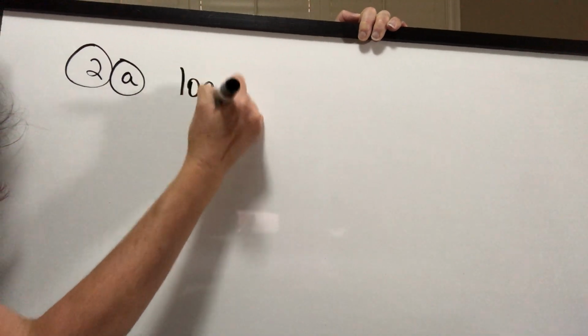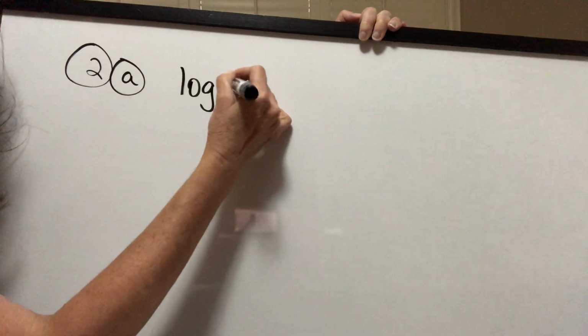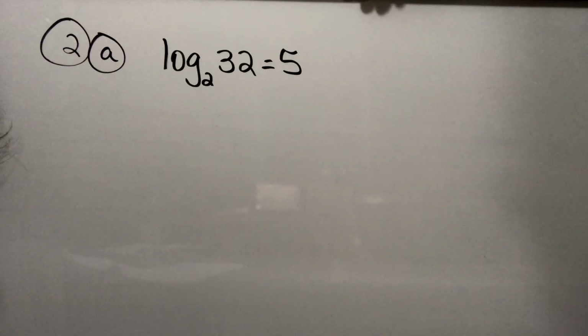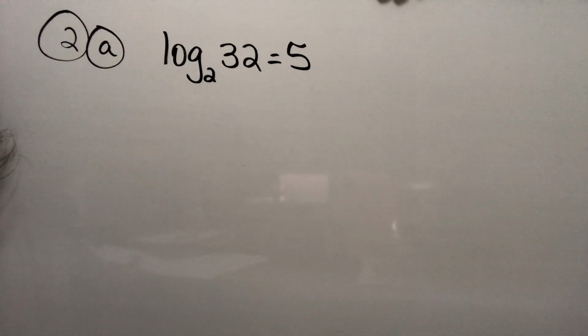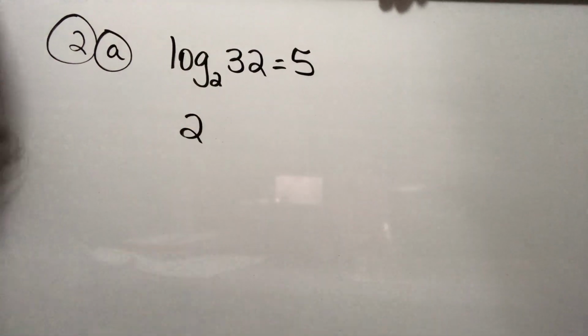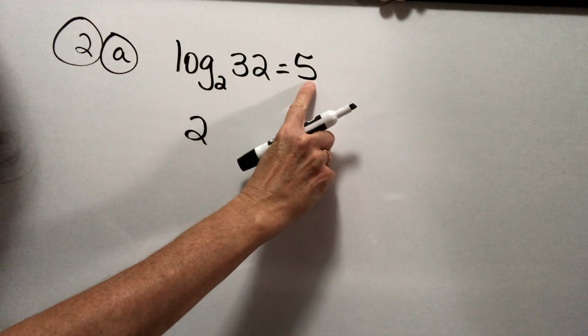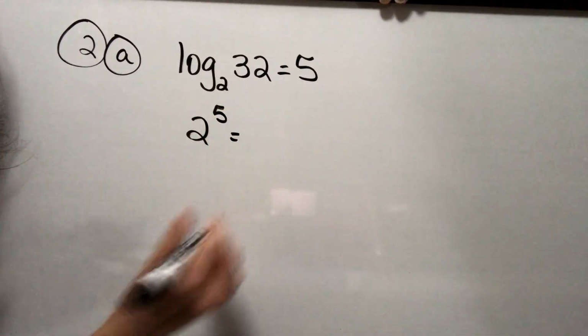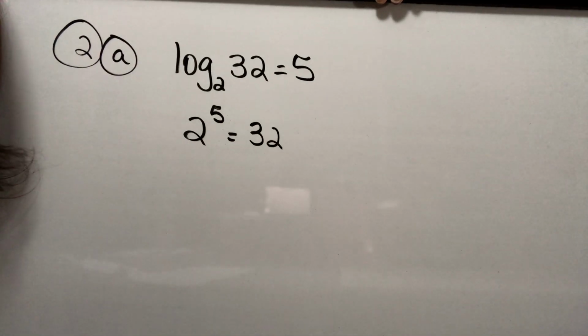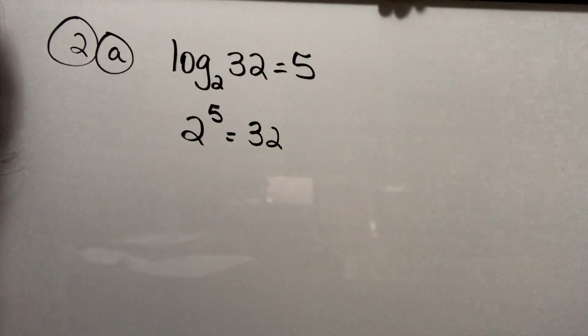Now in number 2, we have to do just the opposite. We're going to start with a log equation, and we will change it to exponential. So the equation that you see is log base 2 of 32 equals 5. Okay. So we're going to change this to exponential. So whatever the base of the log is will also be the base of the exponential. So that would be 2. Whatever the answer is, which is 5, that will be the exponent. And then the 32 will be what goes after the equal sign. So it will be 2 raised to the 5th power is 32.